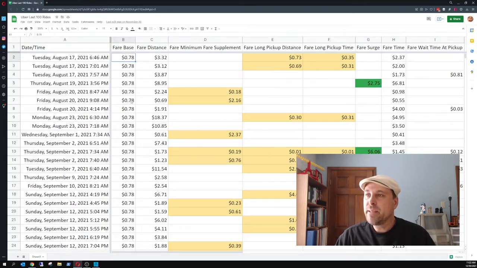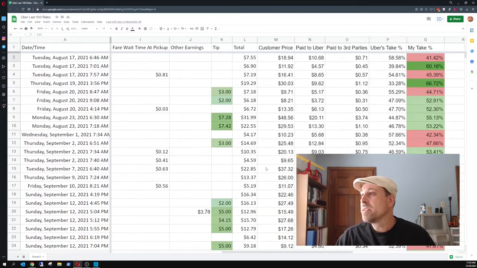The base fare in my market is 78 cents. And then there's the distance, which I believe is 65 cents a mile. And then any other supplements. So this had a long pickup fee, long pickup time. And if we come over here to the side, you can see I have some other interesting statistics for you.